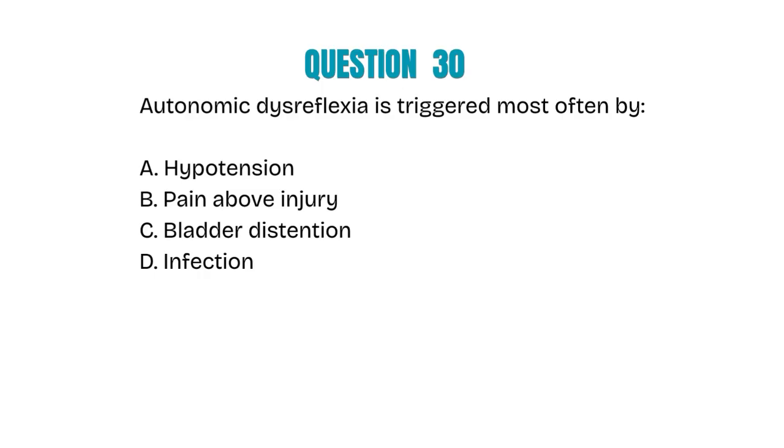Question 30. Autonomic dysreflexia is triggered most often by A. Hypotension. B. Pain above injury. C. Bladder distension. D. Infection.